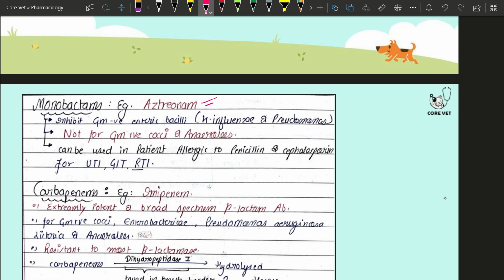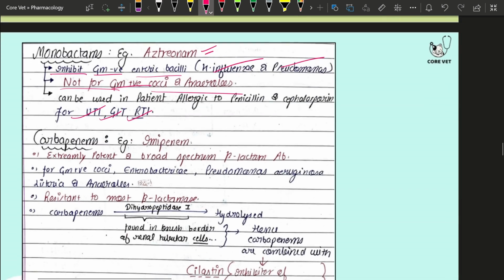So what will it lead to? It will lead to the inhibition of gram-negative enteric bacilli like Haemophilus influenzae and Pseudomonas, right? It is not for gram-positive cocci and anaerobes, and could be used in patients that are allergic to penicillin and cephalosporin for the treatment of urinary tract infection, gastrointestinal tract infection, and respiratory tract infection, right?